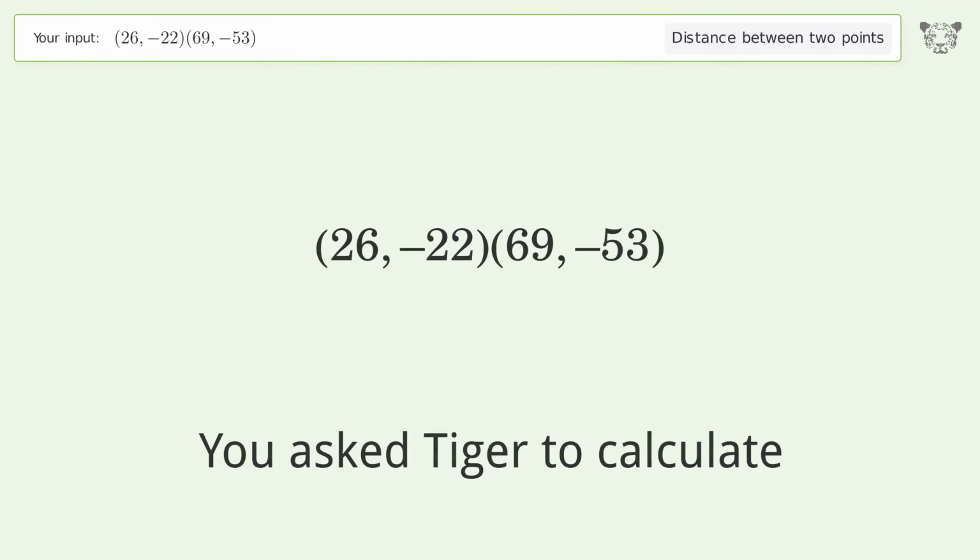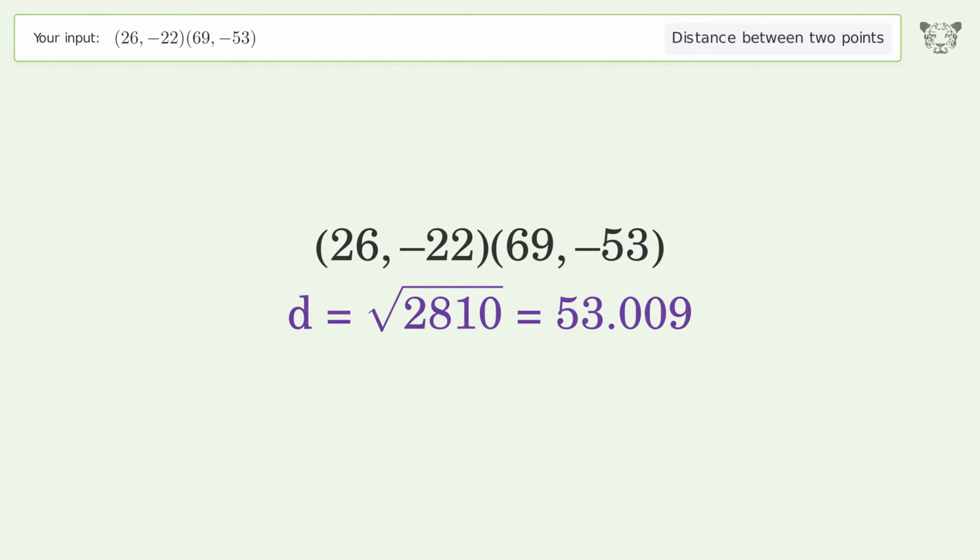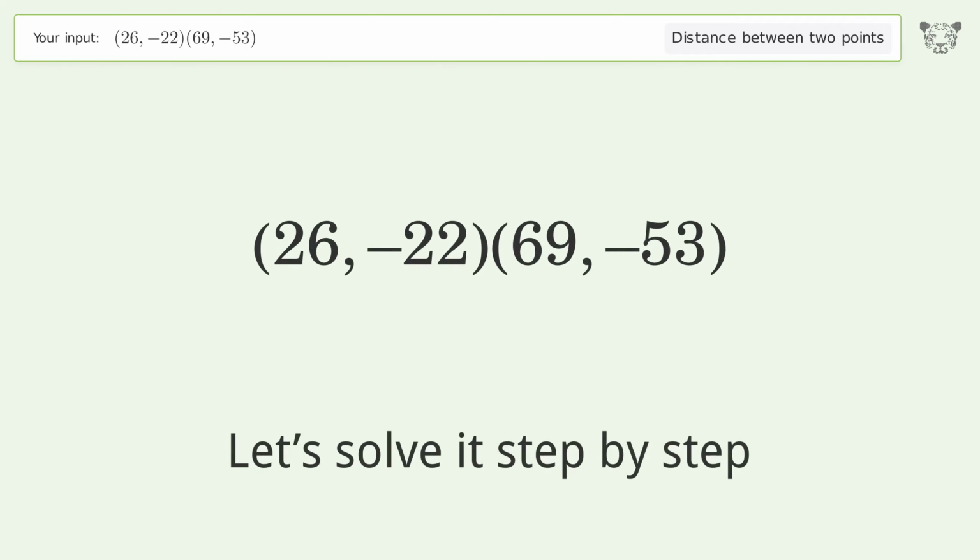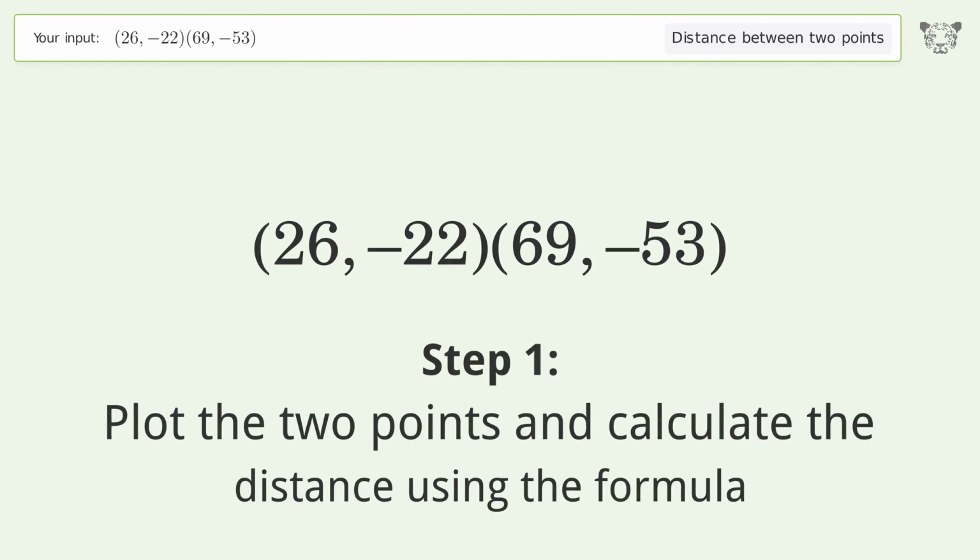You ask Tiger to calculate the distance between 2 points. The distance between the 2 points is the square root of 2810, or 53.009. Let's solve it step by step. Plot the 2 points and calculate the distance using the formula.